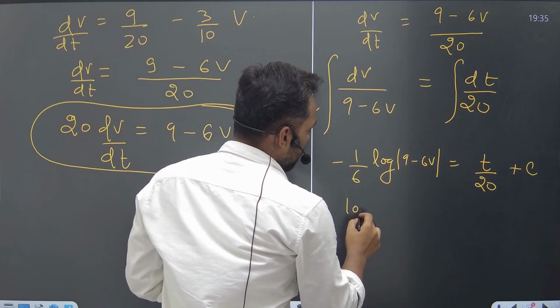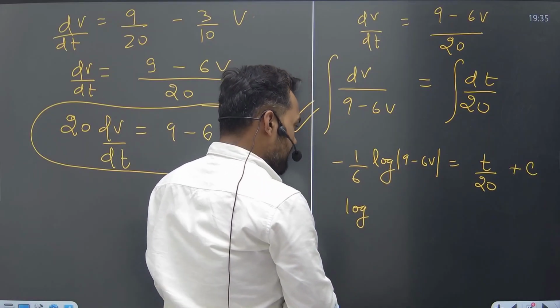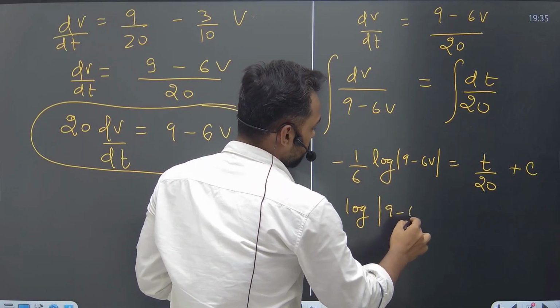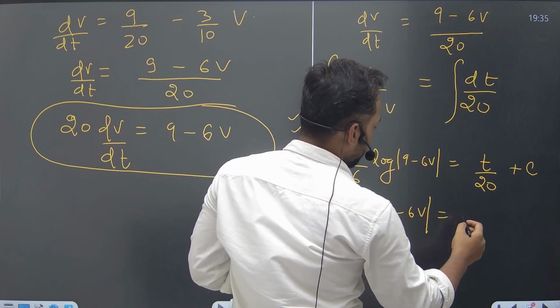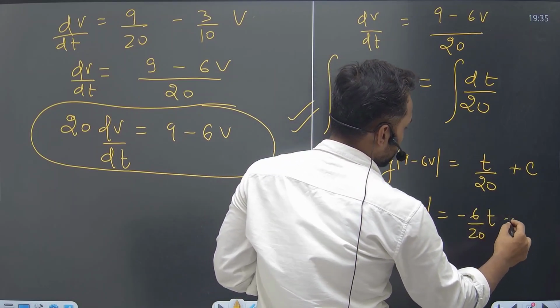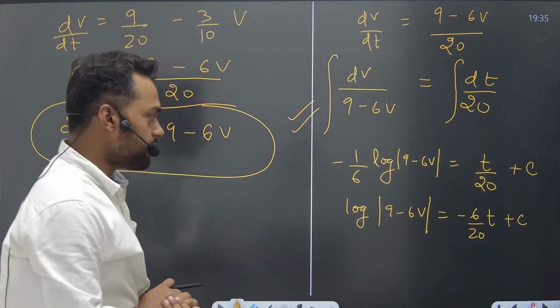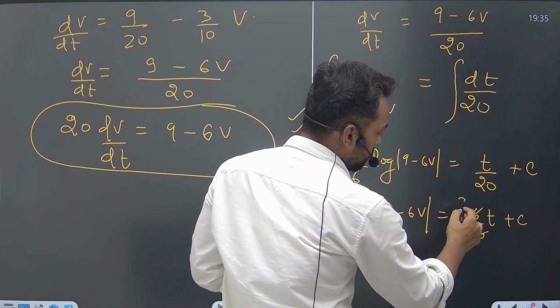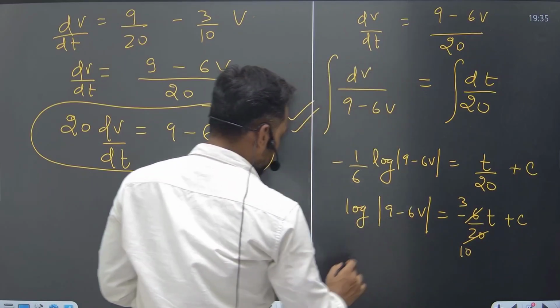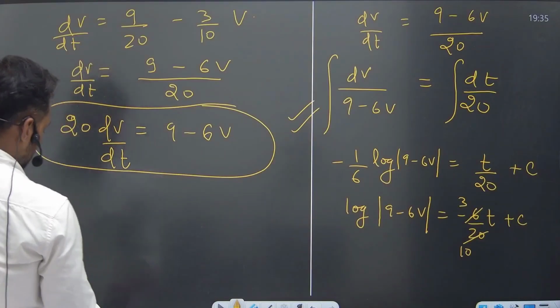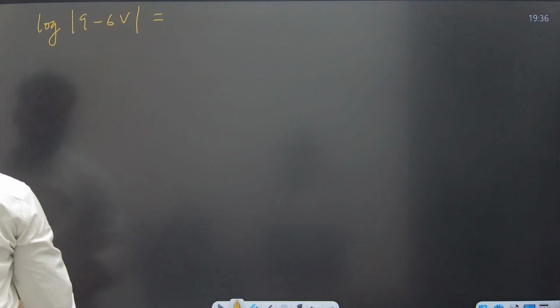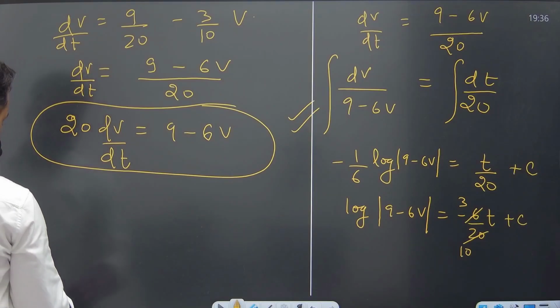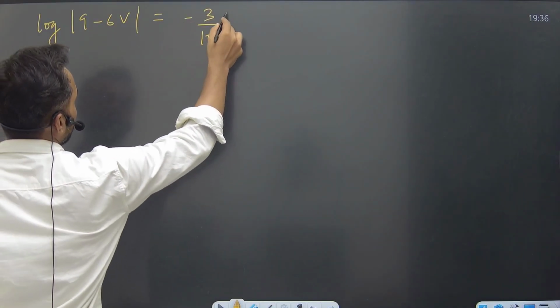Again, multiplying the whole equation by negative 6, you will get log of 9 minus 6V equals minus 6 by 20 t plus c. This is the constant term which must be written. Here you can see that 6 and 20 reduce, so it will be 3 by 10. So log of 9 minus 6V can be written as negative of 3 by 10 t plus c.